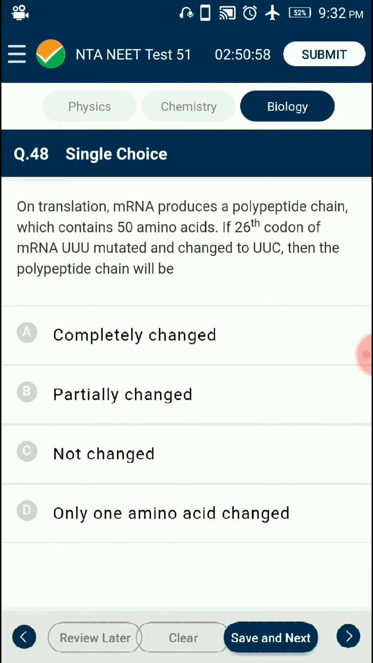Question 48. On translation, mRNA produces a polypeptide chain which contains 50 amino acids. If the 26th codon of mRNA, UUU, is mutated and changed to UUC, then what will happen to the polypeptide chain? Codons UUU and UUC both code for the amino acid phenylalanine. Hence, the polypeptide chain will not change. So the answer is option C, not changed.